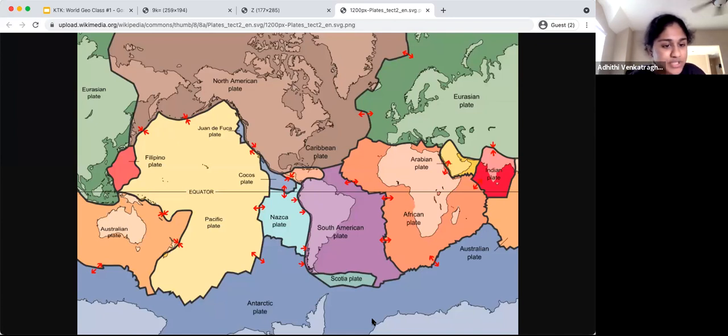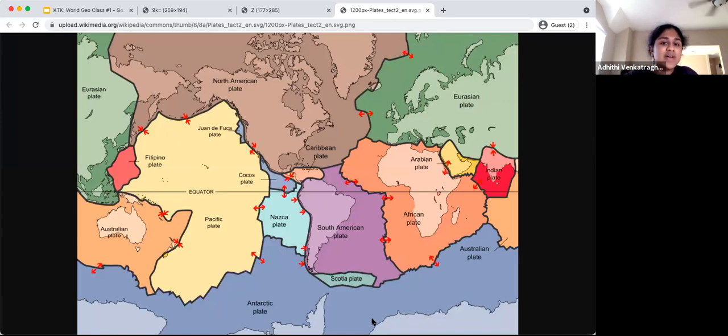I see I've got some questions here. So what does the transform plate mean? Okay, let's look back at our plate boundaries, which is right here. Transform plate boundaries go against each other. One moves up and the other moves down. The oceans, yes, oceans do have plates in them as well.